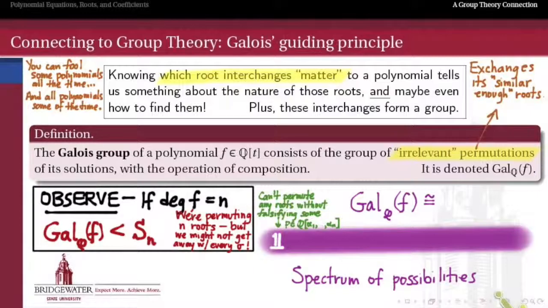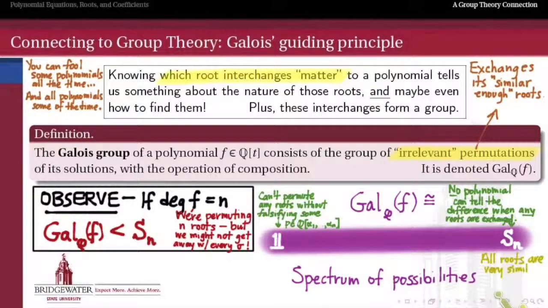At the other end of the spectrum, our Galois group could be all of the symmetric group Sn. This is going to be the case if any permutation that we do of the roots is not going to falsify any polynomial equation that they satisfy. In other words, no one is going to tell the difference if we do any permutation to the roots. So at this far right end of the spectrum are going to be the polynomials whose roots are all very, very similar one to another over the rationals.